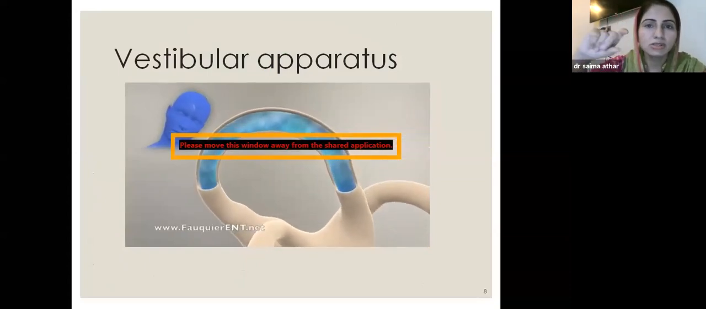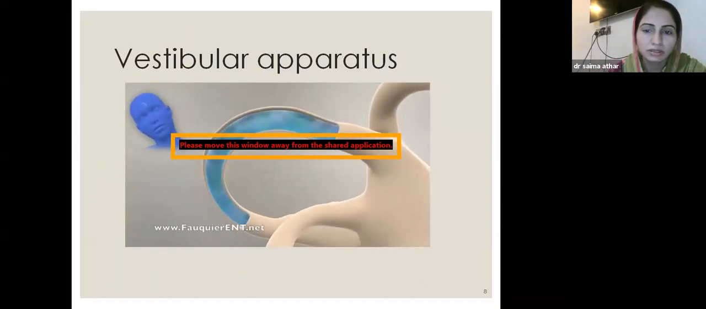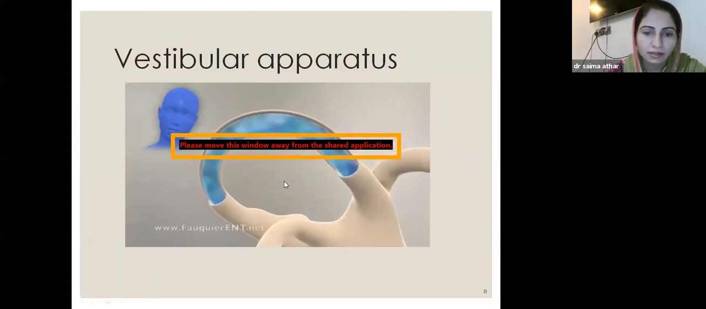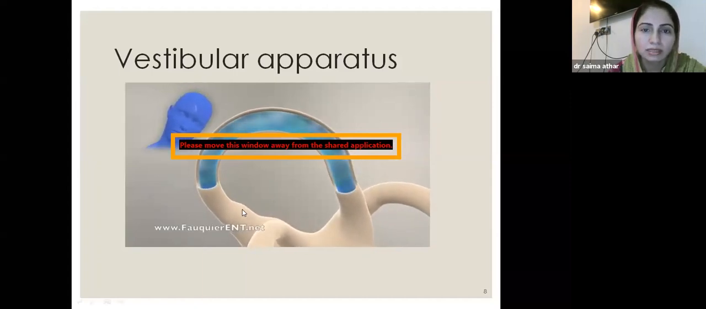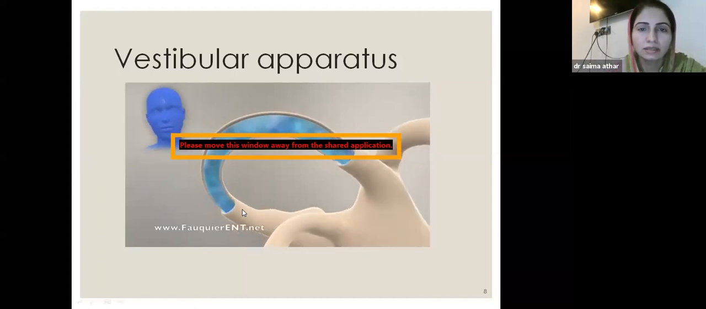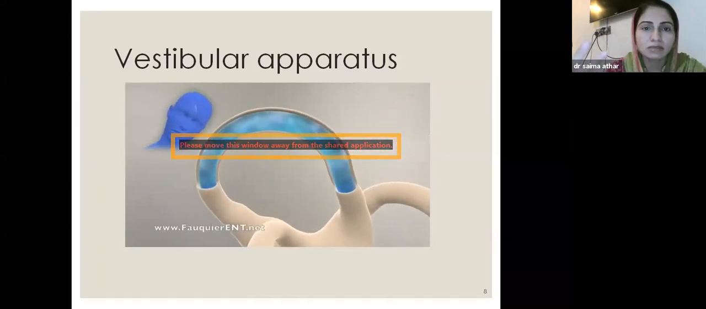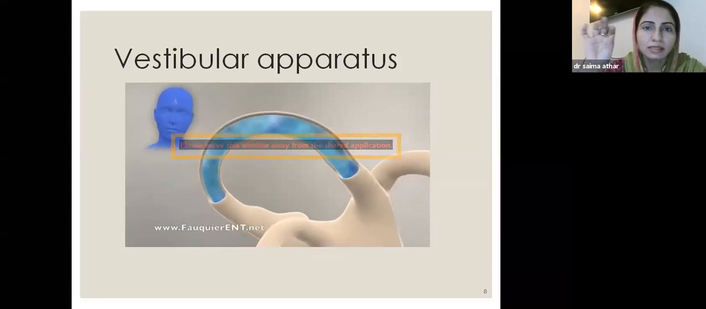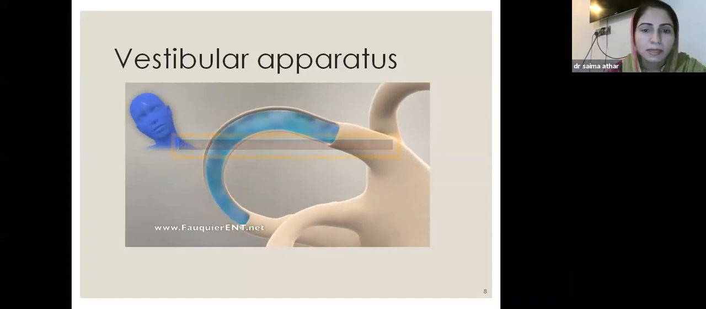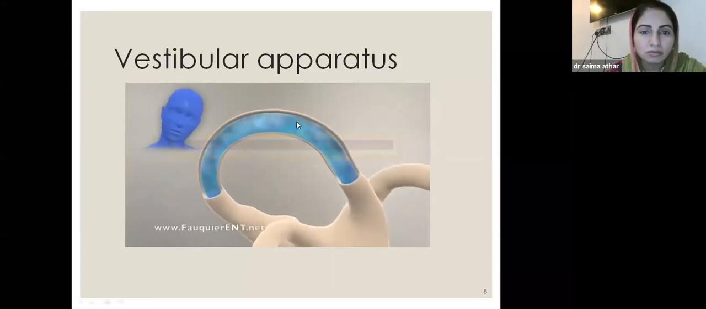Now, at each end of the semicircular canal, there is a dilatation. You can see here the dilatation, which is called the ampulla. Ampulla contains the structure that is called the balance organ or sensory cells for the balance, and these are called crista ampullaris. Now, these are stimulated.